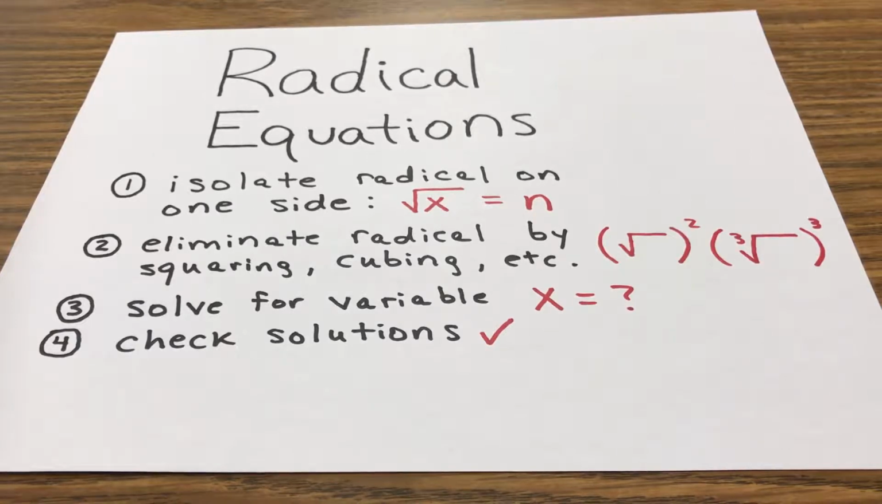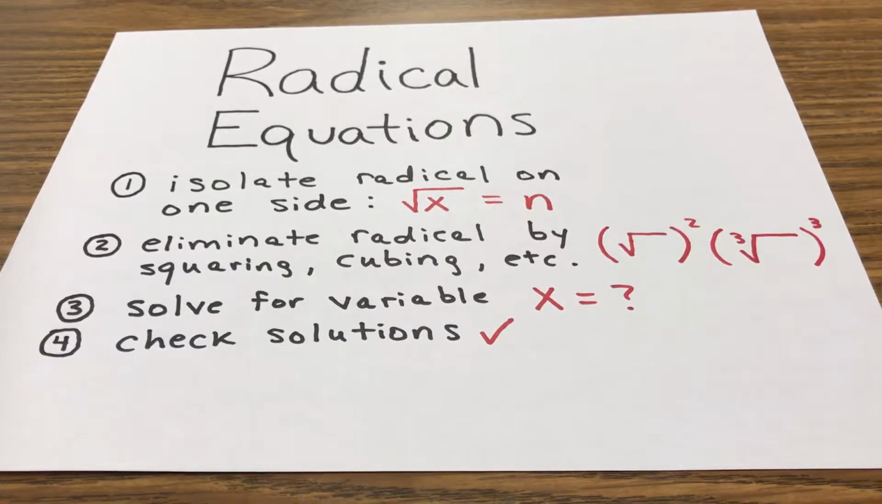Today I wanted to talk about radical equations. These are equations that involve radical signs. So the first step of any radical equation is to isolate the radical on one side. I want to take the square root or the cube root, whatever root I have, and get it on one side by itself.